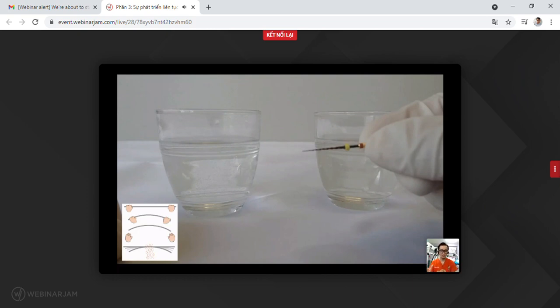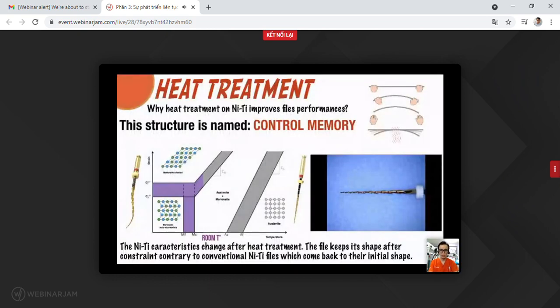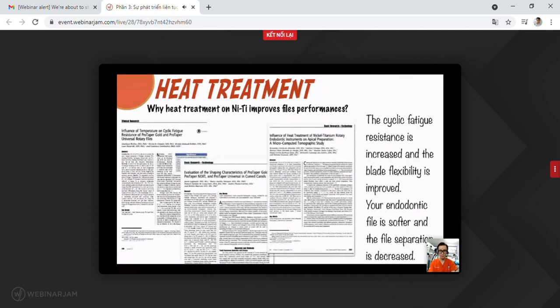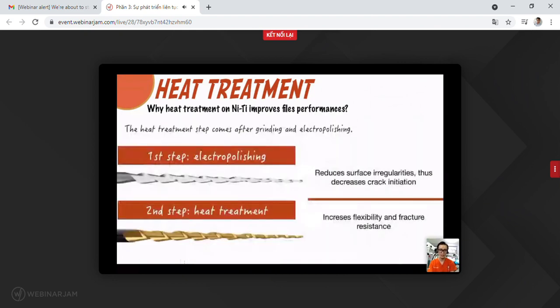Having files that can be pre-bent is useful because the cases that I face are not regular. So we can pre-bend, and it is different from One Shape regular NiTi. Actually, One Curve and One Shape are very similar in structure. So One Curve has heat-treated NiTi files, and it has the ability to stay in shape after bending. The cyclic fatigue resistance is increased, the blade flexibility is improved, and we can work more in cases with this kind of heat treated files.